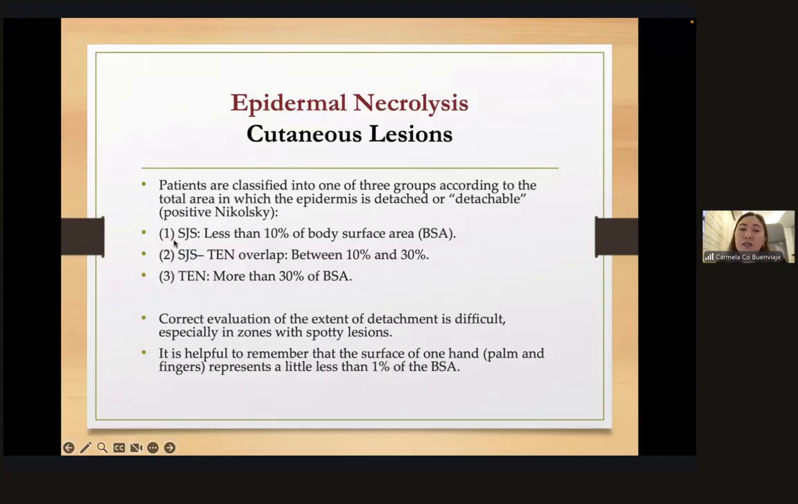So first, it's termed SJS if there's less than 10% of the body surface area involved. It's called SJS-TEN overlap if it's between 10 and 30% BSA involvement. And then TEN if there's more than 30% of body surface area involvement. The correct evaluation of the extent of detachment is sometimes difficult, especially in zones with spotty lesions, but we should just try our best. It is helpful to remember that the surface of one hand, meaning the palm together with the fingers, represents a little less than 1% of the body surface area. So that's how we count the percentage.